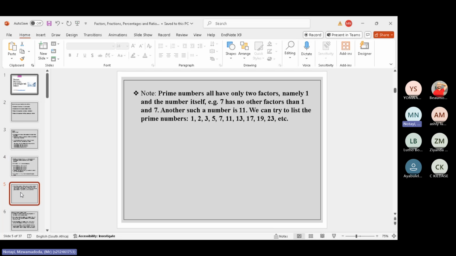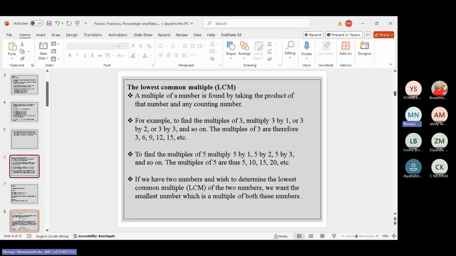Prime numbers all have only 2 factors, namely 1 and the number itself, e.g. 7 has no other factors than 1 and 7. Another such number is 11. You can try to list the prime numbers. It's 1, 2, 3, 5, 7, 11, 13, 17, 19, 23. So all these numbers are prime numbers, that is, they only have 2 factors, that is 1 and the number itself.